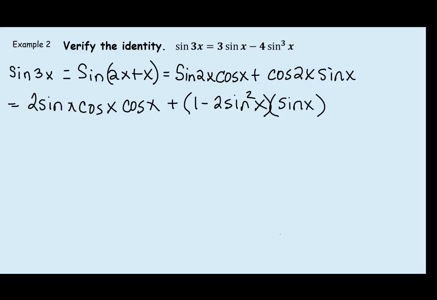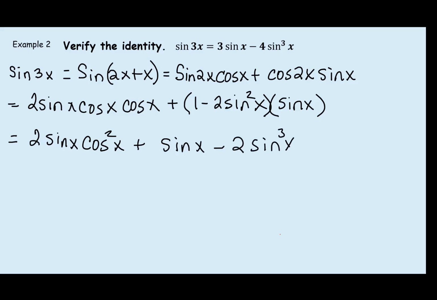And now we just need to clean this up a little bit. We've got 2 sine x cosine squared x, and then we can use the distributive property here, sine x minus 2 sine cubed x. And so now we have cosine squared x in that first term, and we know that cosine squared is 1 minus sine squared by the Pythagorean identity, so we'll put that in because we want all sines.